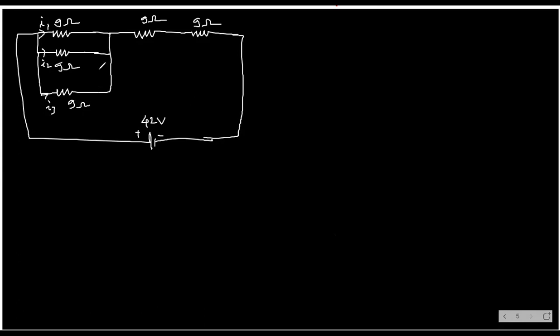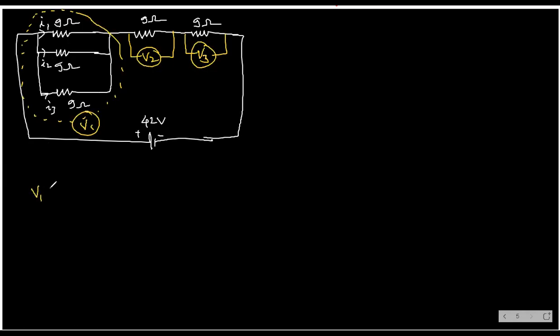Now see here, this is one resistor value you will get, but across this you will get potential, that is V1. Across this you will get potential drop V2, and across this you will get potential drop V3. So first let's find out V1. As this is 3 ohm resistor, V1 is equal to what? Total current we have found out already.